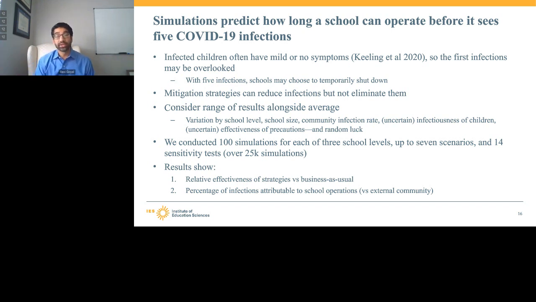Therefore, with all of these considerations and caveats, it's important to consider the range of results alongside averages. In the results that we're going to present on the next slide, we conducted 100 simulations for each school level, elementary, middle school, and high school, for the 7 scenarios. And we also conducted 14 sensitivity tests.